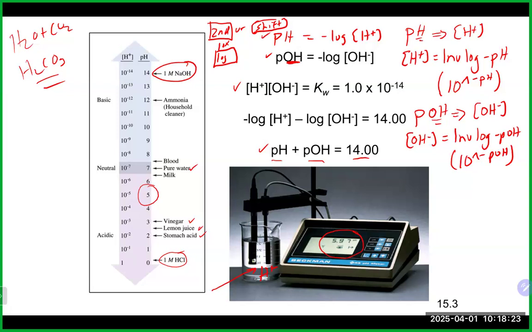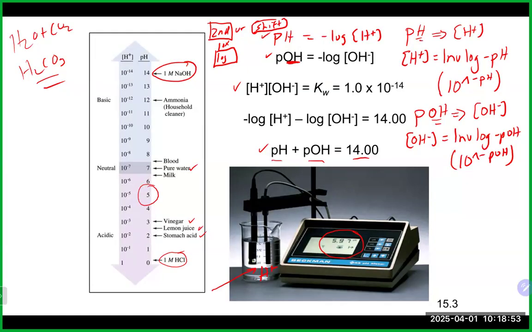If you have a display calculator, you would go shift log and then negative pH. If you have a non-display calculator, you would have to start with the number, make it negative, and then do shift log. So you kind of have to work backwards if you have a non-display calculator. With all these options, there are multiple ways that we could get to the answer we're looking for.